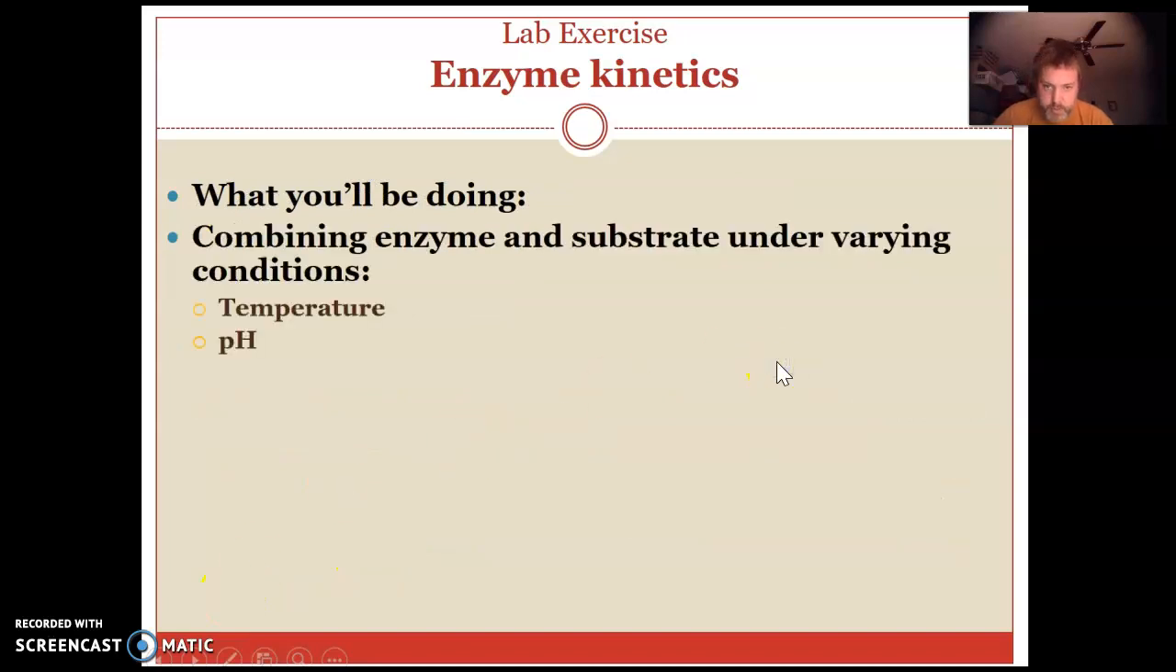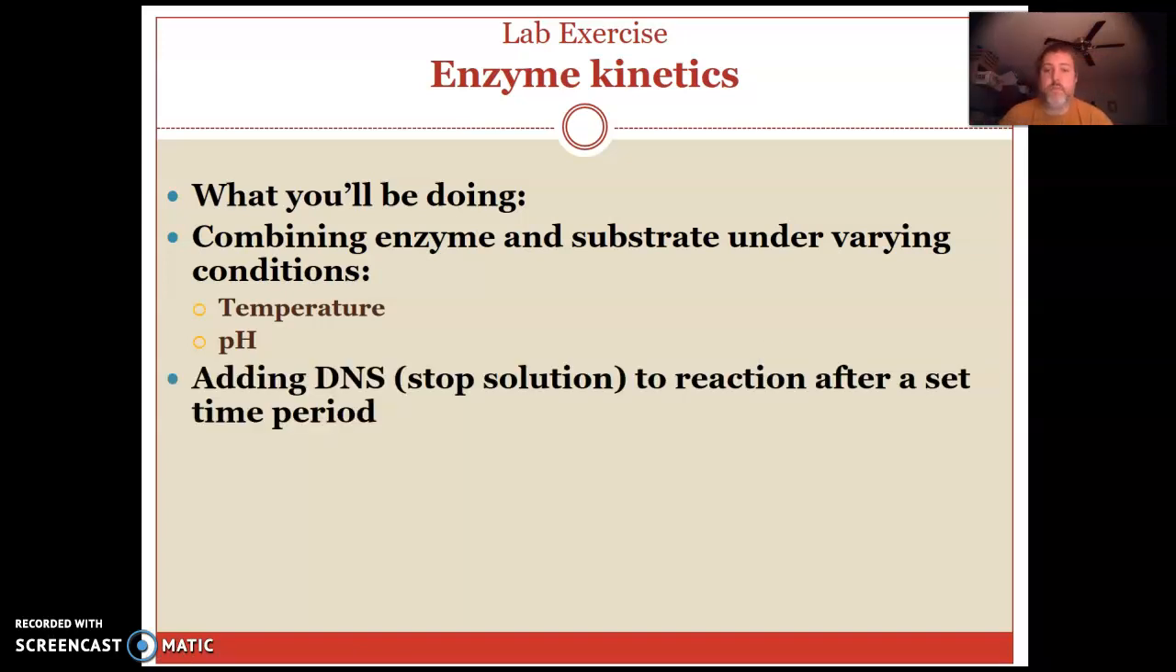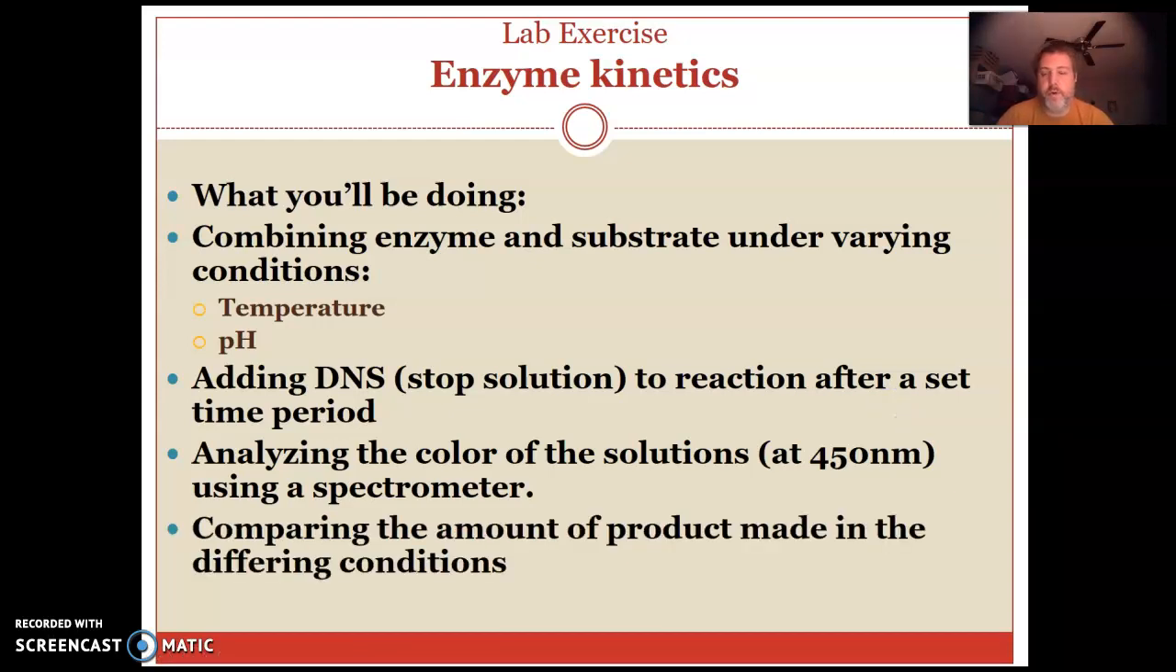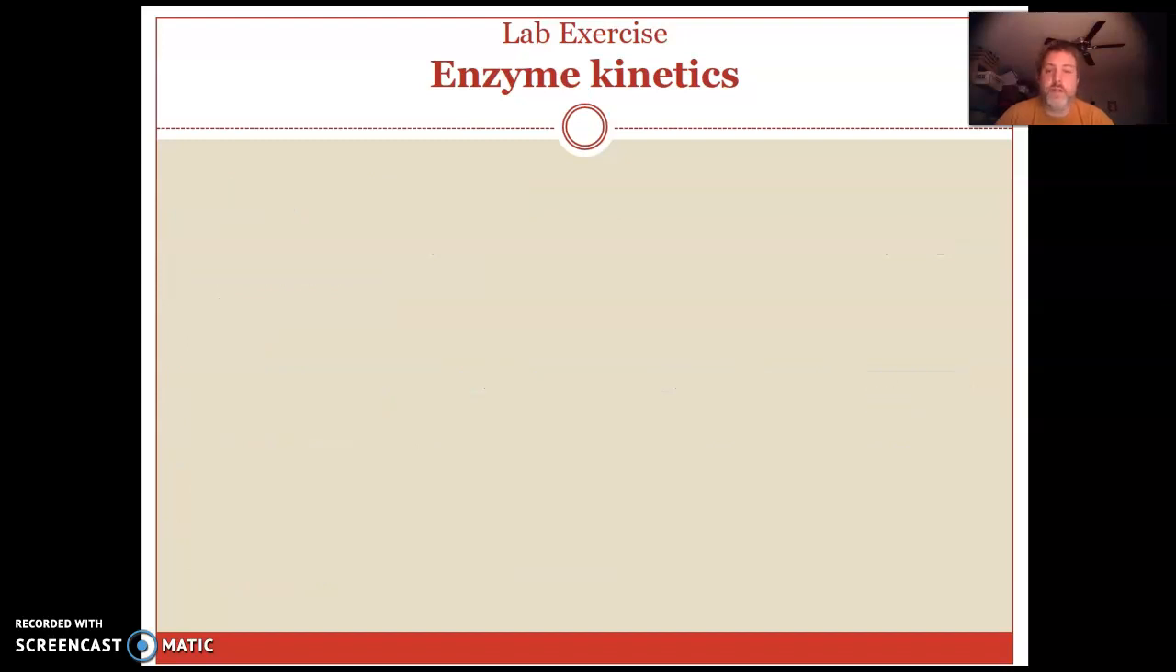So what you guys are going to be doing, we're going to combine the enzyme and substrate under varying conditions, temperature, pH. You're going to add the stop solution to the reaction after a set time period. You're going to analyze the color of the solution using the spectrophotometer. Remember, more yellow means more reaction. And you're going to compare the amount of product made in different conditions.